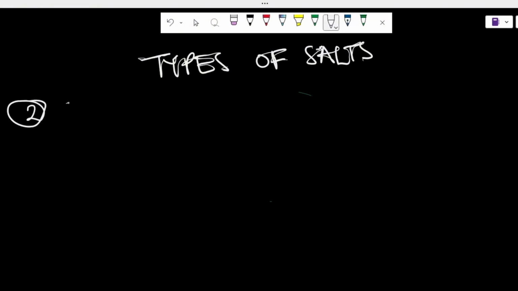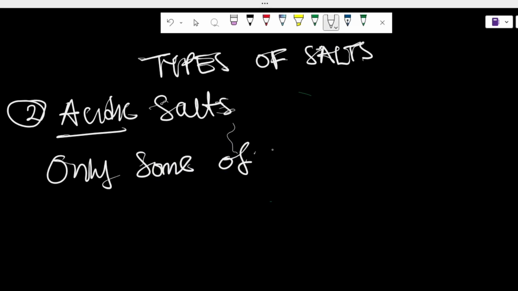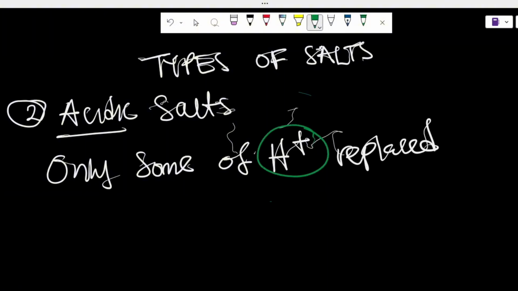Now, the second type is what we call the acidic salts, or the acid salts. Now, what are acidic salts or acid salts? Well, this simply means that even though you have formed some salt, they still have some acidic properties, and that can only be possible if only some of the hydrogen ions have been replaced. So the hydrogen ions are partially replaced in that particular case.